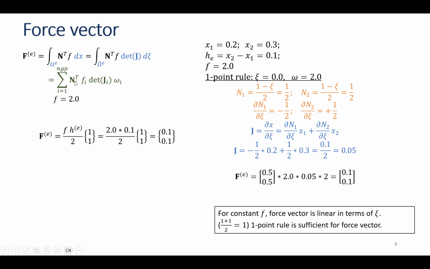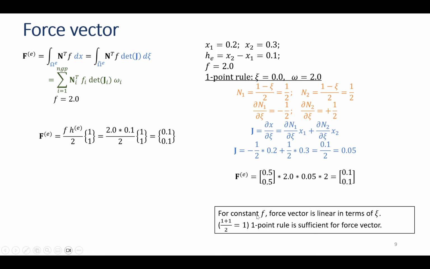So here our N is the matrix of N1 and N2, so 0.5, 0.5. N transpose becomes a column matrix, so 0.5, 0.5. This is our f, which is 2, this is the Jacobian, and this is the weight. Once we do all the arithmetic, we get this, which is what we had calculated using the analytical expression, fh by 2 times 1, 1.